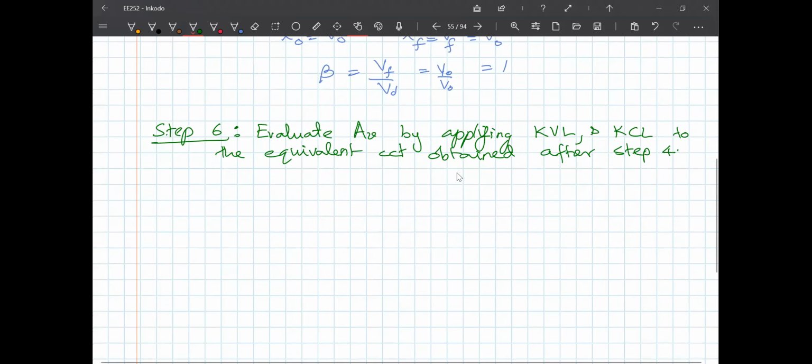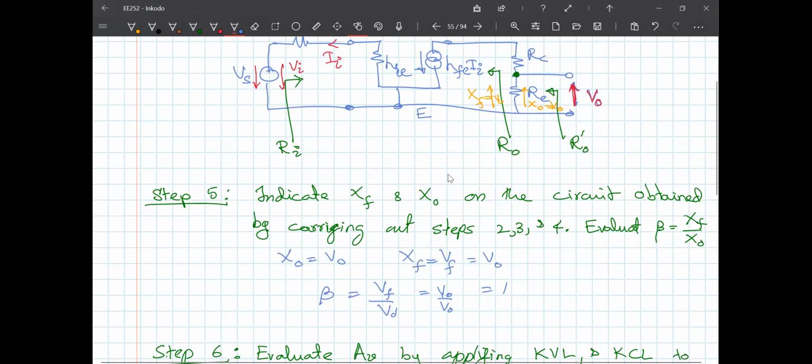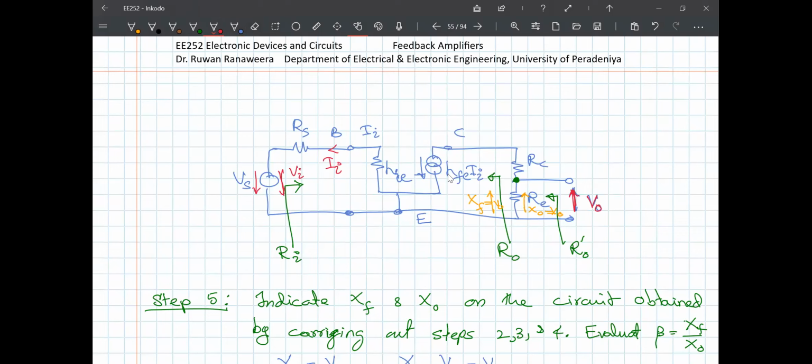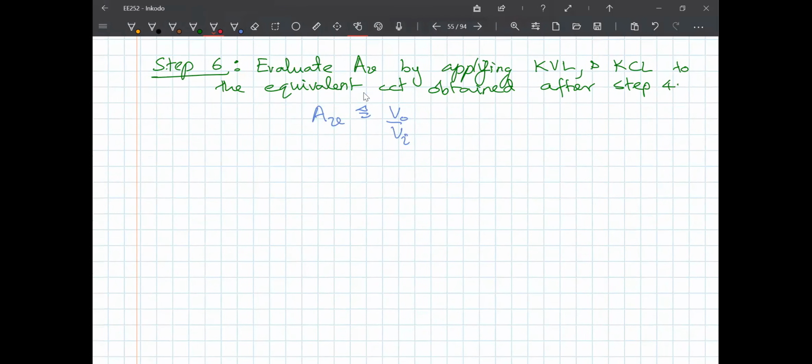Okay, so AV, the voltage gain, is equal to V out over V in, by definition. So what is V in? This is my V in, this is my V out. So what is AV? Since RS is part of the circuit, VI is equal to Vs.